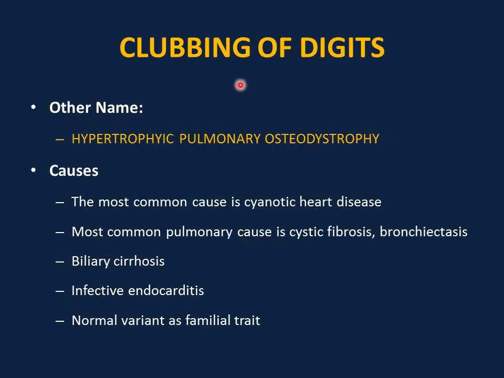Digital clubbing, or clubbing of digits, the other name is hypertrophic pulmonary osteodystrophy. You need to know this name, hypertrophic pulmonary osteodystrophy. Common causes of clubbing of digits: the most common cause is cyanotic heart disease. The most common pulmonary cause is cystic fibrosis and/or bronchiectasis. Biliary cirrhosis can cause that as well, and infective endocarditis. It can also be a normal variant in a family, inherited with no other associated condition.